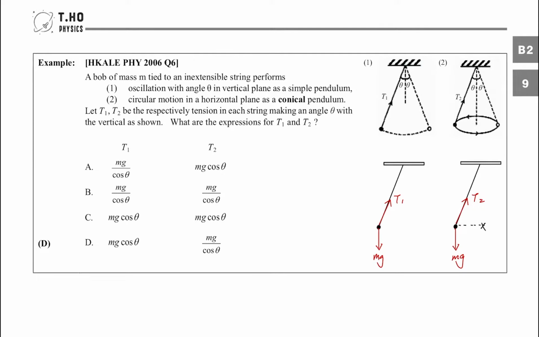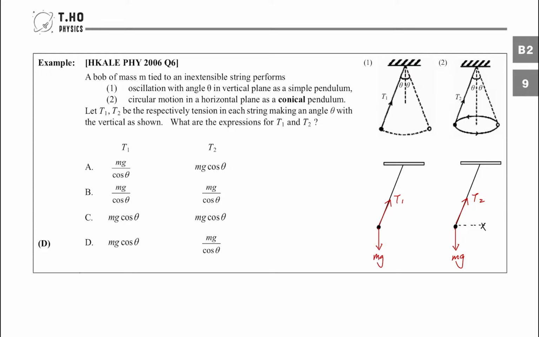First of all, I've already done it for you. We have drawn the free body diagram. There are forces acting on the bob. We have T1 and mg in situation 1. And also in situation 2, we have T2 and mg acting on the bob. So it seems similar. However, there is a crucial difference.